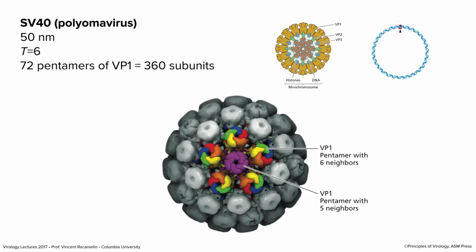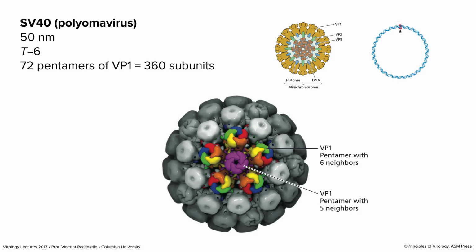So here's an example of a virus built in this manner. This is SV40, a polyoma virus that we'll talk about quite a bit later on. It's about a 50 nanometer particle. It's made up of 72 pentamers of a single protein called VP1. And that gives a total of 360 subunits. So VP1 is a single viral capsid protein. First, it assembles into pentamers.